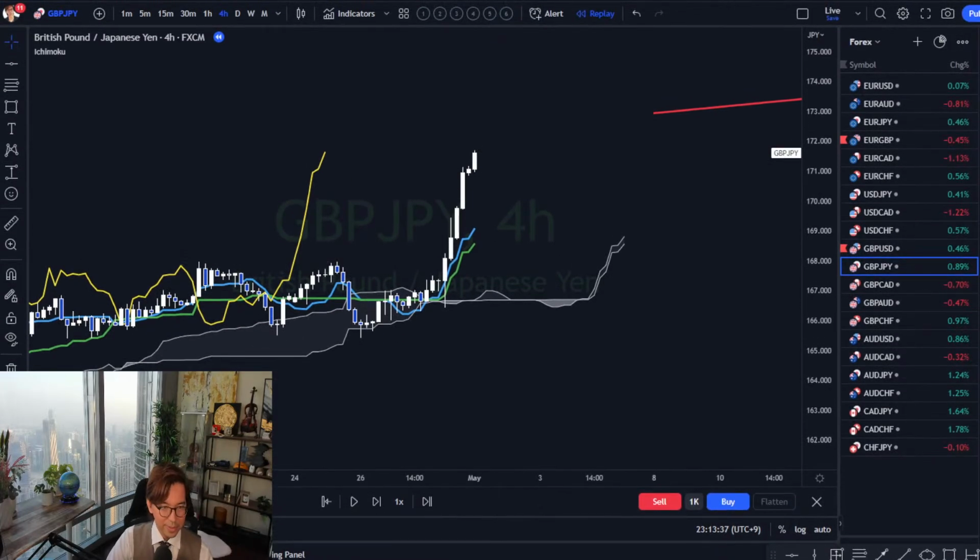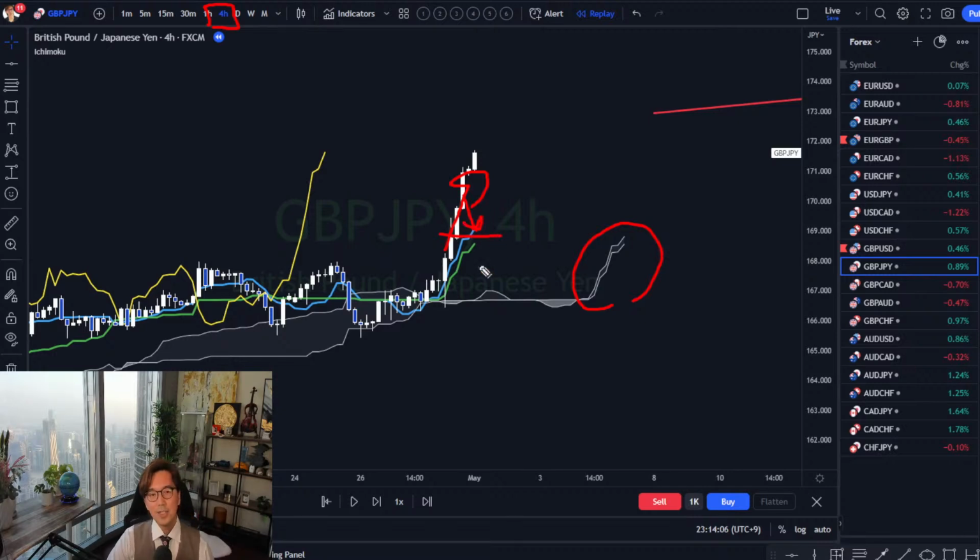Okay, so Kumo was very thin on the 4-hour on the 29th and 28th of April, and that's why I didn't take that trade. If I took the trade, then I would have been able to make lots of profits on the JPY pair, but thin Kumo means it's overbought. So the market could have retraced anytime.